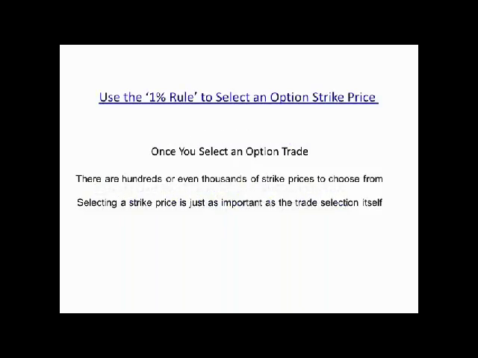Once you decide you're going to buy a call option, we normally trade fairly liquid stocks or ETFs. So once we decide we're going to buy a call option on a stock or an ETF, there could be hundreds or even thousands of strike prices to choose from. So selecting the strike price is just as important as the trade selection itself.